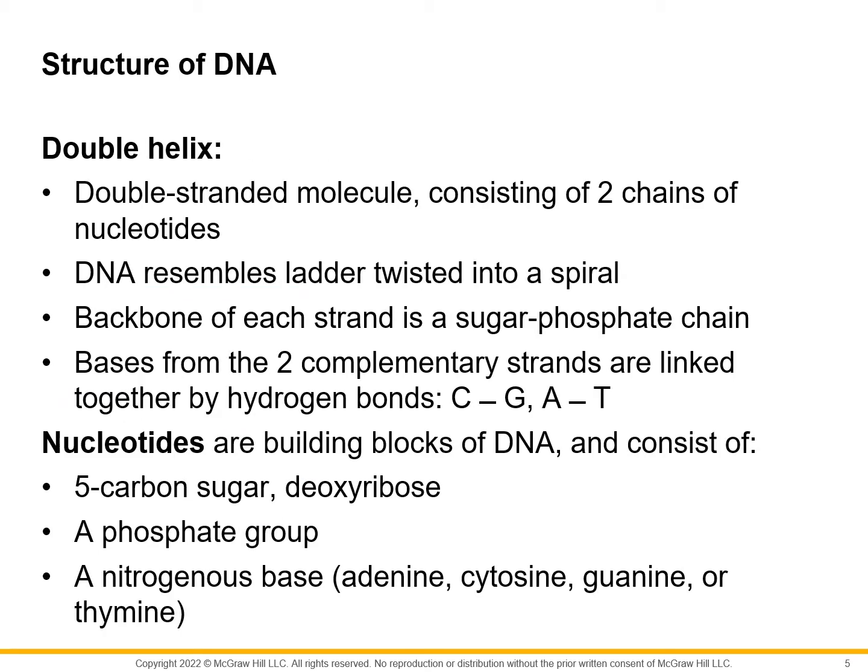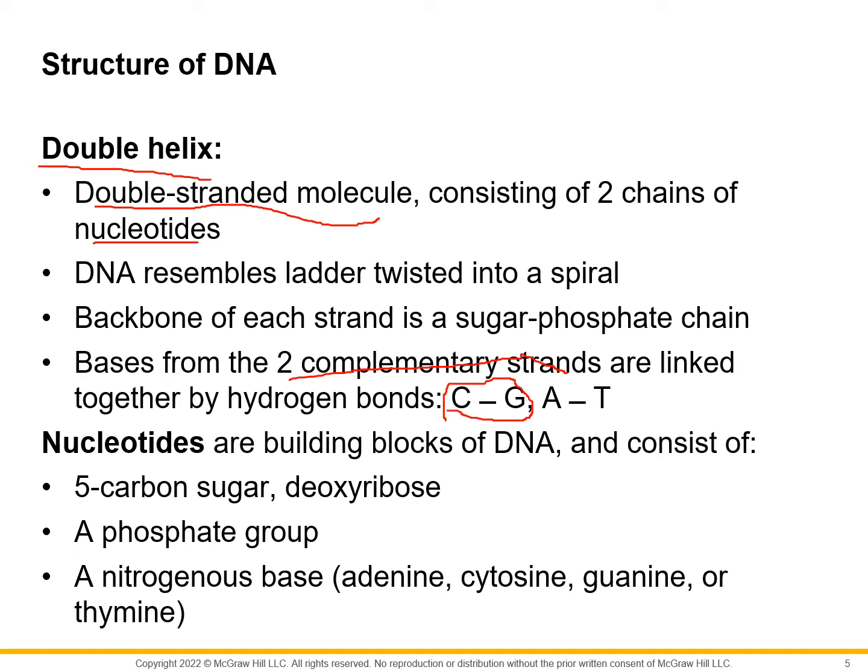Now, most of us come into the class with the prereqs understanding that DNA is what we call a double helix. So it's a two-stranded twisted molecule. So we have two chains of nucleotides. DNA resembles a ladder twisted in a spiral, a double helix we call it. And there are bases from the two complementary strands that are linked together by hydrogen bonds.